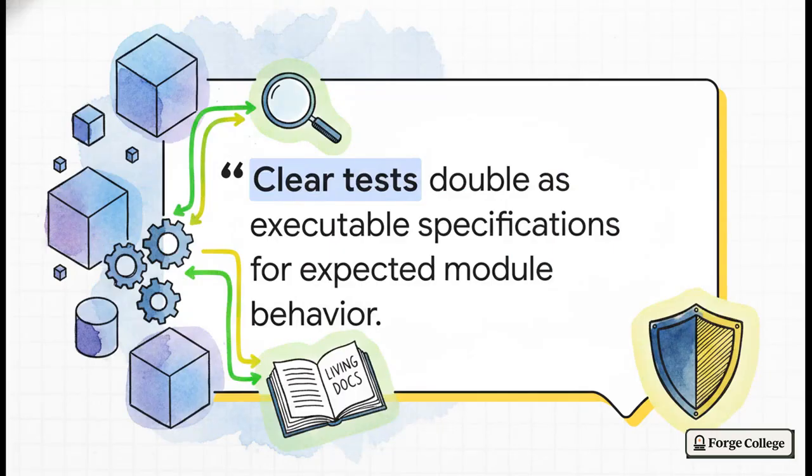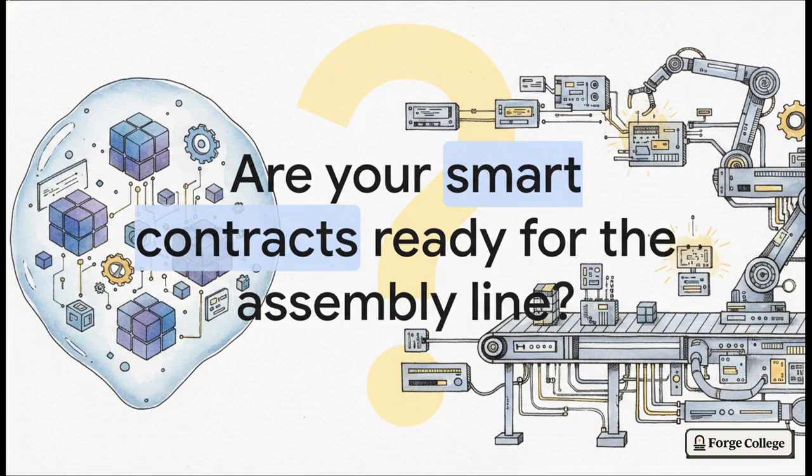Before we wrap up, I want to leave you with this really powerful principle. Clear tests double as executable specifications for how modules are expected to behave when integrated. It's not just about finding bugs, guys. Your test suite is the ultimate living documentation of your entire smart contract system. It literally tells the story of how your application works. So, I have to ask you, are your smart contracts truly ready for the assembly line? Or are they still just pretending to work safely in isolation?